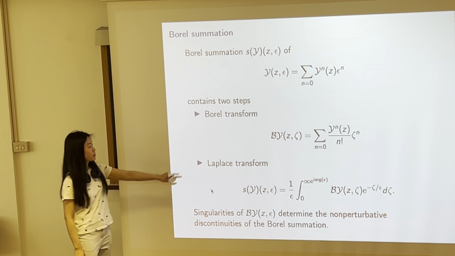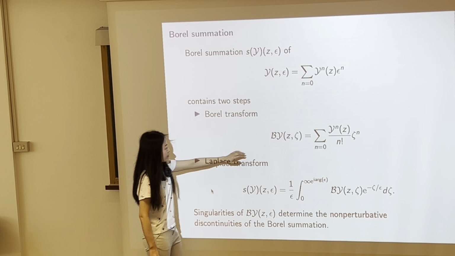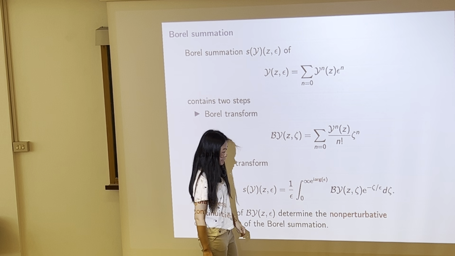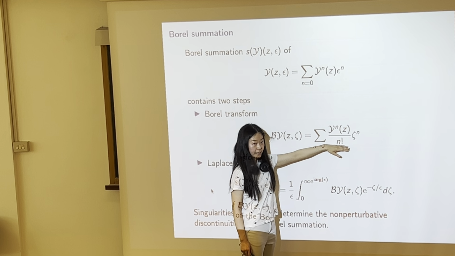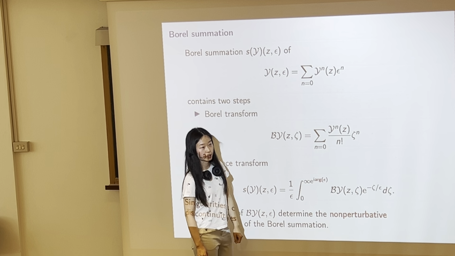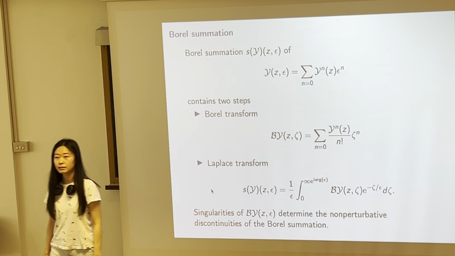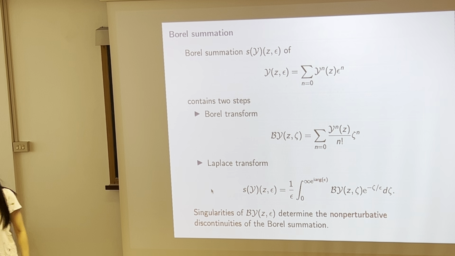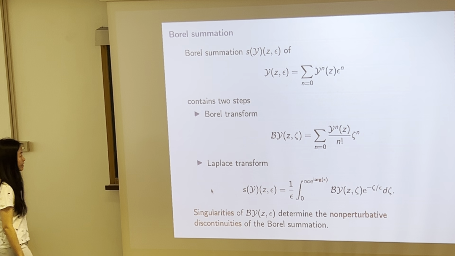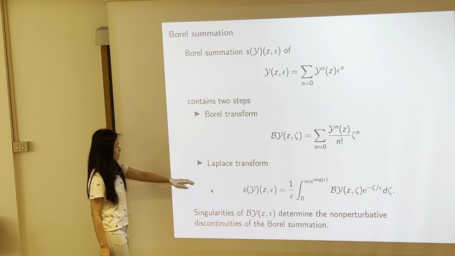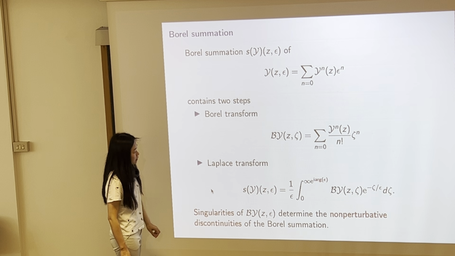So the first step is to take a Borel transform. Because this original series is diverging n-factorially, if we divide every coefficient by n factorial, we can actually obtain some convergent series with non-zero radius of convergence. And the second step of the Borel summation is to take a Laplace transform.